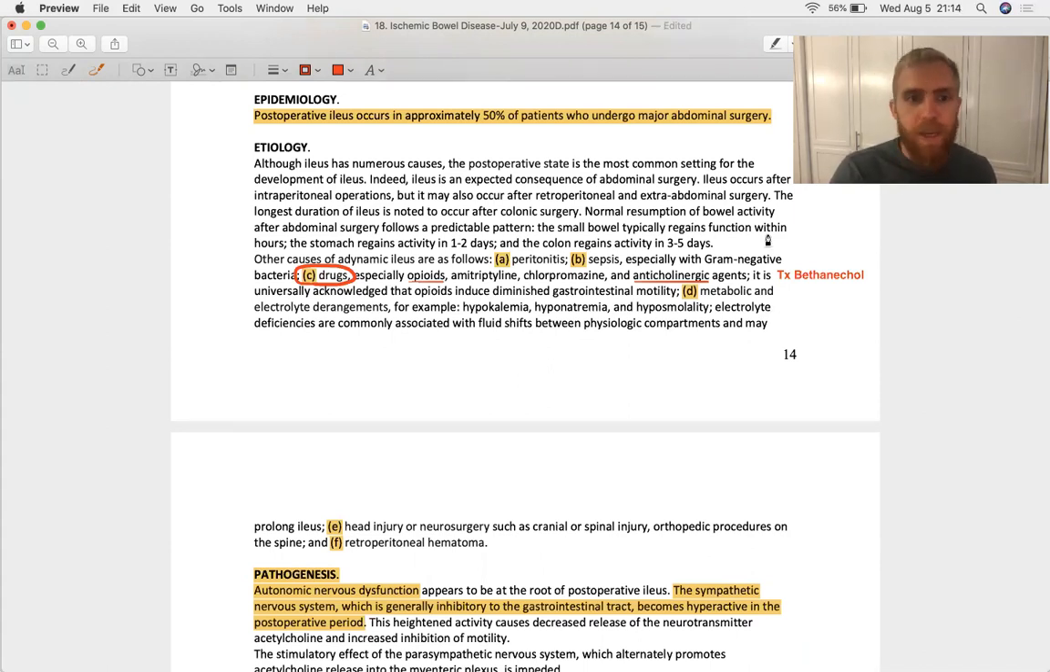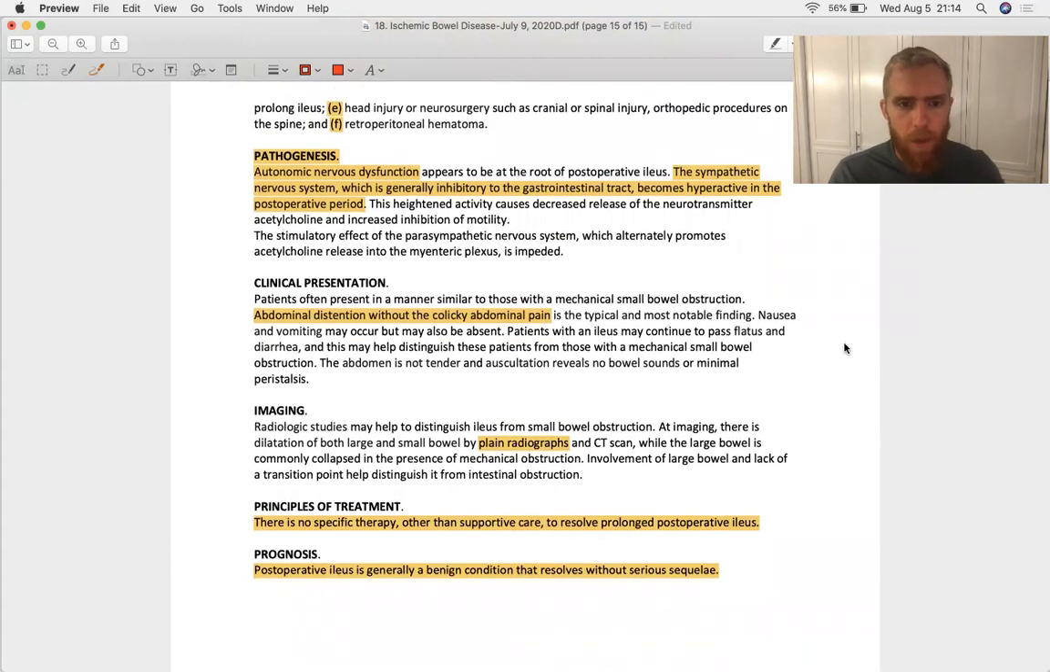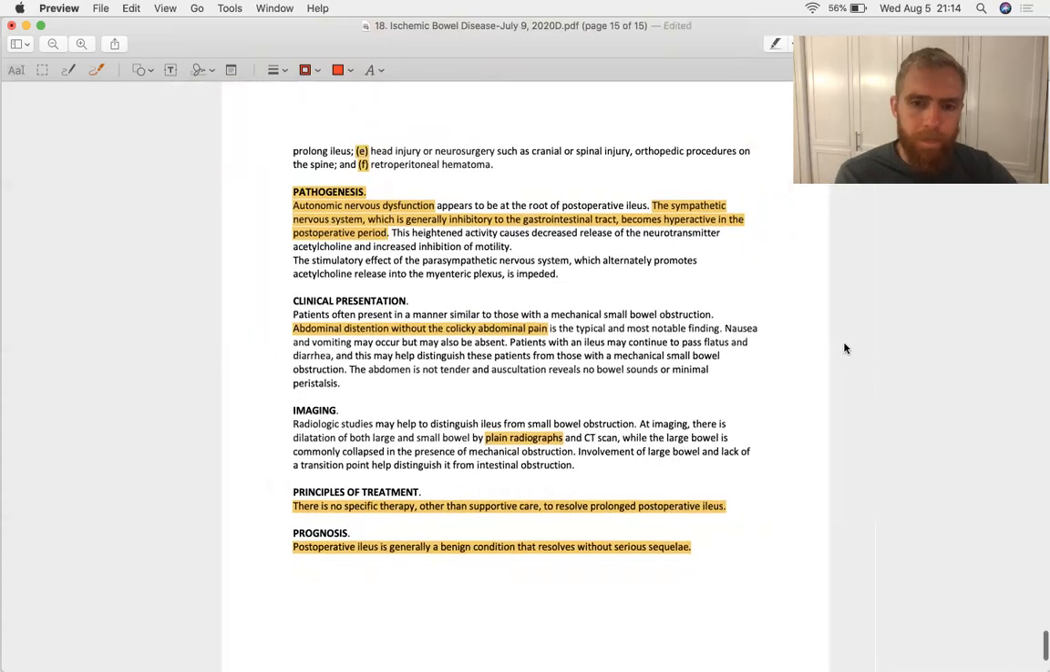It can be iatrogenic due to drugs, especially opioids and antimuscarinics. And we're going to treat it with bethanechol, which is an M3 muscarinic agonist, which is going to get that receptor pumping and restore some motility to that gut in lieu of the vagus nerve not working. So that's post-op ileus. We can typically diagnose it with radiographs. That's about all I got.